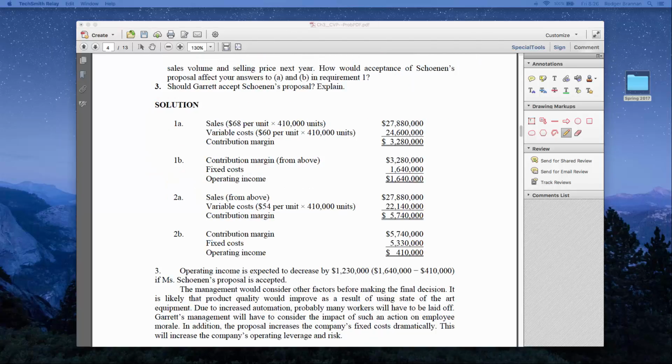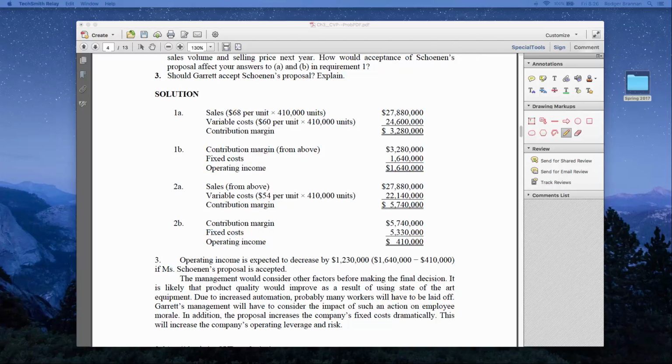Okay, so number one says, let's go with this basic assumption: $68 price, variable cost is $60, 410,000 units. So here's my contribution margin. I subtract out the fixed cost. I have this amount of operating income.